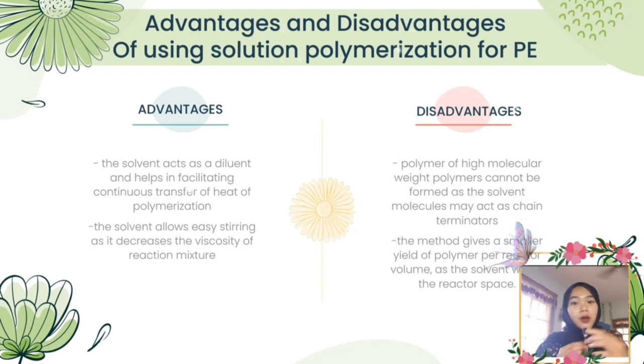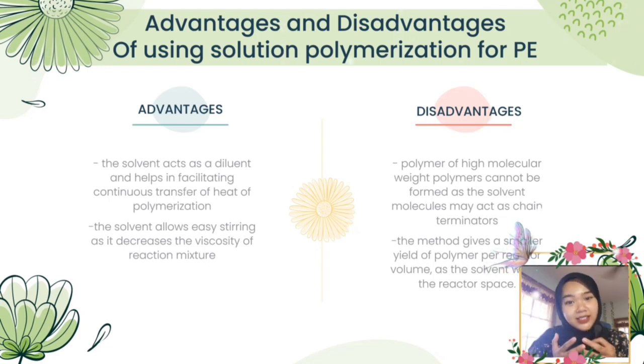Okay, next, in addition polymerization, there are a few advantages and disadvantages for using solution polymerization for PE. For the advantages, the solvent acts as a diluent and helps in facilitating continuous transfer of heat of polymerization. Number two, the solvent allows easy stirring by decreasing the viscosity of the reaction mixture.